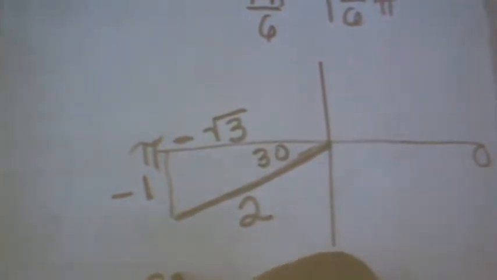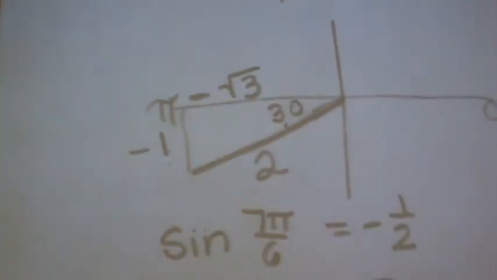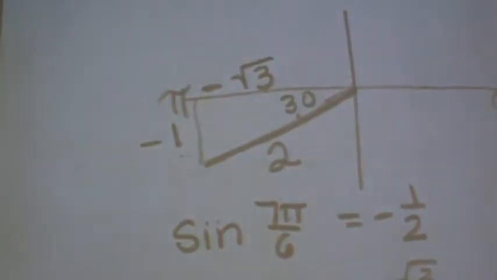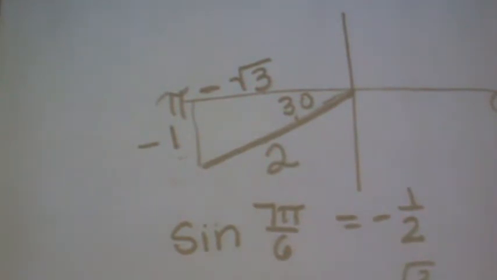So what would be the sine of 7 pi over 6? Well, you're going to use this angle. It'd be negative 1/2. Cosine of 7 pi over 6 would be negative root 3 over 2. And tangent would be negative 1 over negative root 3, or 1 over root 3. Does anyone not get this?